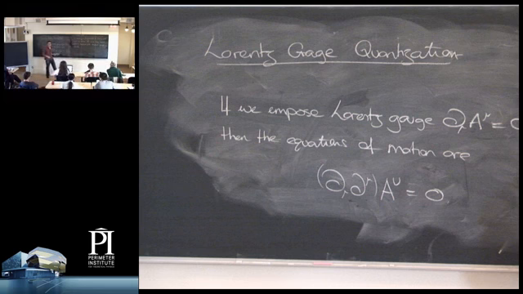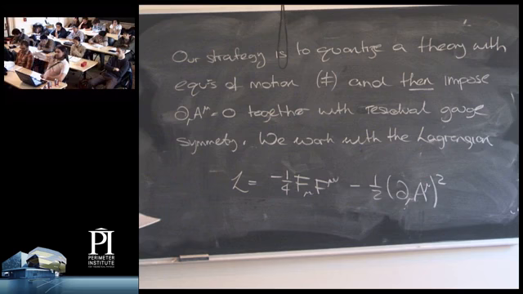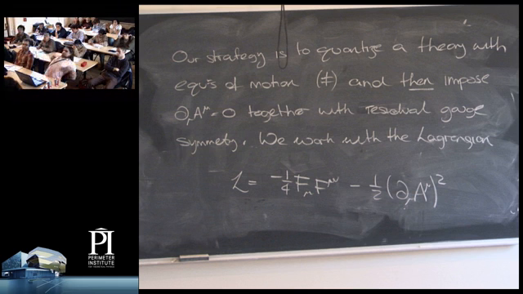I thought the equations of motion that you wrote down over there already did impose partial mu A mu equals 0. No, which ones? The ones that I had on the box here. No, these ones. Yeah, these ones. Yeah, let me write down the next thing, and then maybe it'll become clearer.